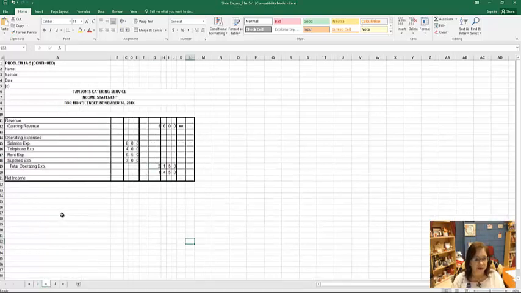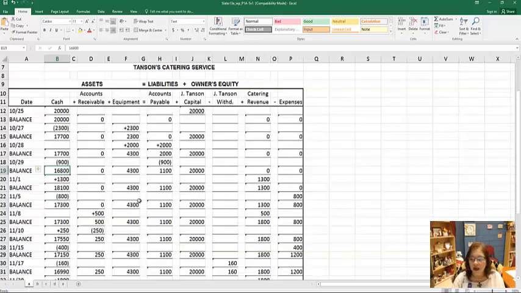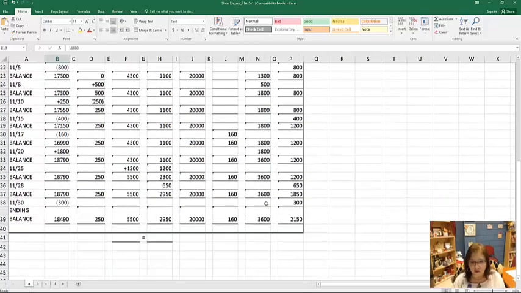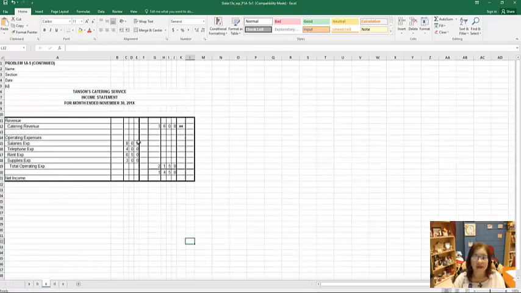Then we have the income statement. Okay, but the income statement is for November, right? So we're taking the revenue that we made, which was $3,600. Where are you getting that balance? Here we go. Right here for November, the 30th. Ending balance, $3,600. Not making this up, guys. So $3,600. The expenses. We go back, we find out how much each expense was, the balance for them, and then we total them up.